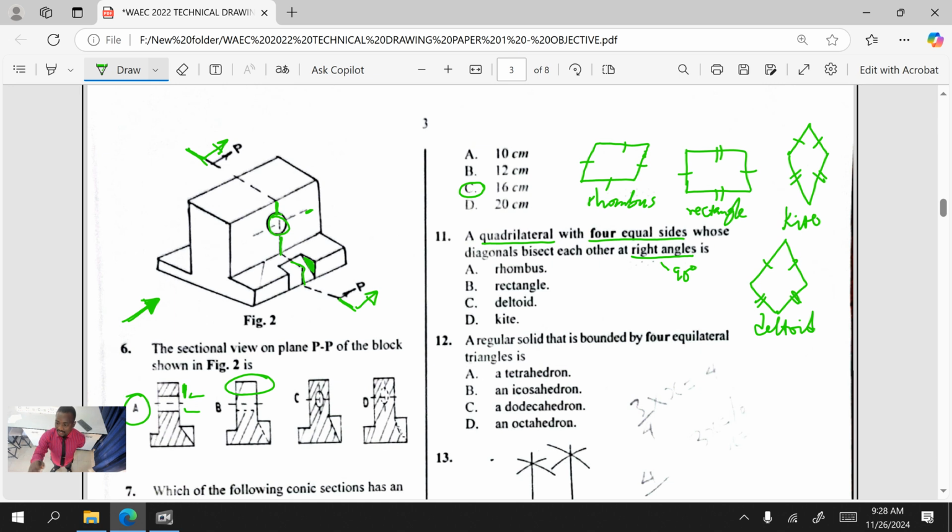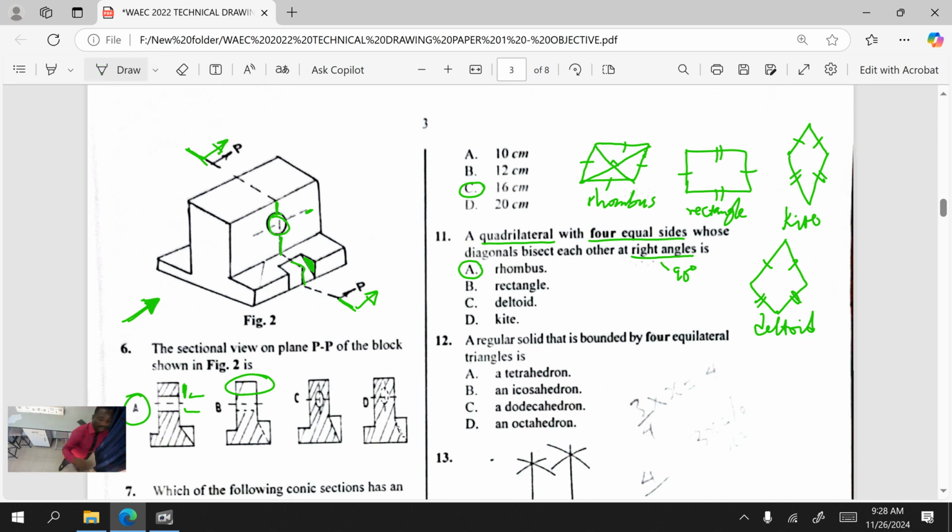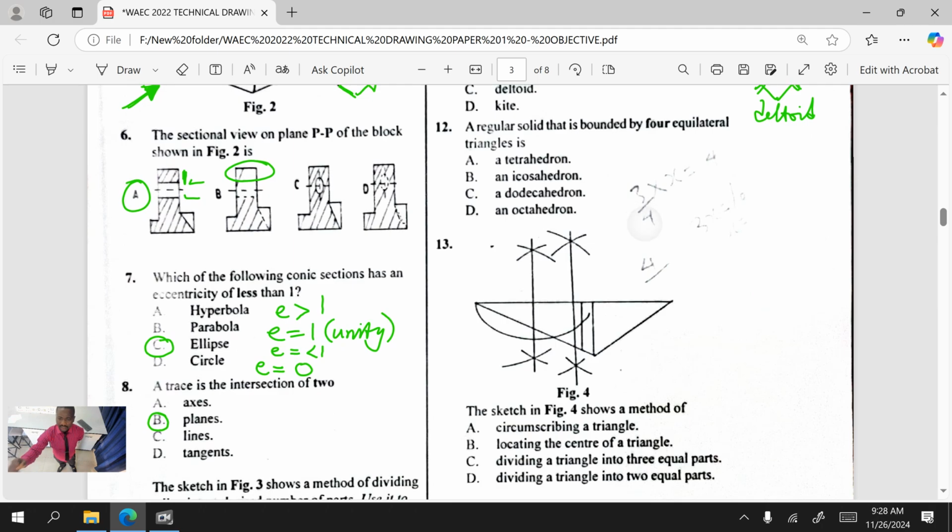So the first thing you notice is a rhombus has all the sides equal. And also, if you join the diagonals together like this, can you see it now? Opposite vertices, you join them together like this. At this point, 90 degrees will be formed. A right angle will be formed. So from the question we are asked, this is the shape that obeys that question. So a rhombus, A, is the answer. So we'll go to question 12.